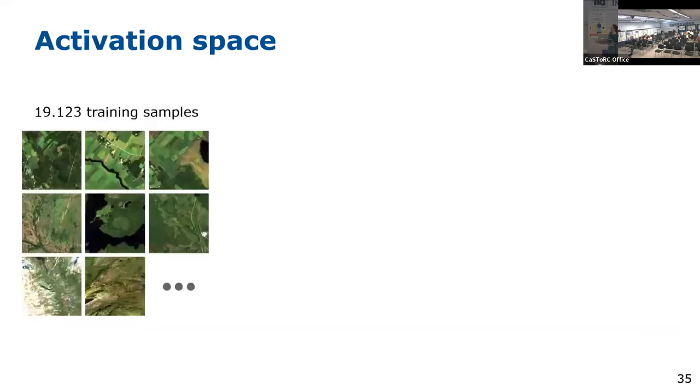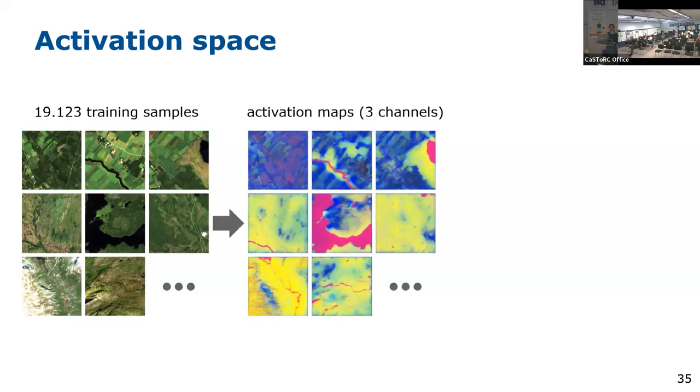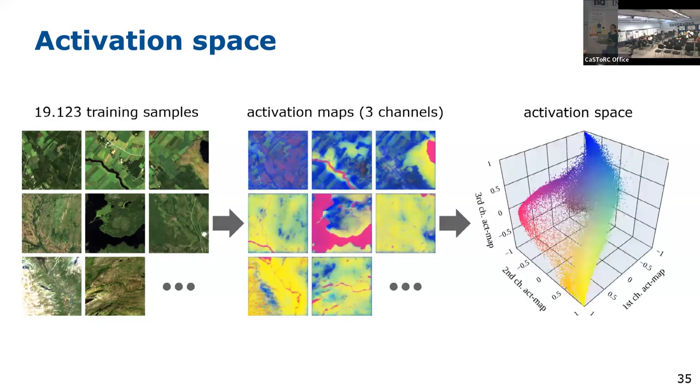Okay, so let me briefly explain what we actually did. I need to hurry up a little bit, but we had a lot of training samples, over 19,000. And then we use these activation maps in the middle of the neural network. For each image, we have 3 of them. What we now do is we use all these 3-dimensional pixels and put them in a so-called activation space. So the dimensions here are the activation maps. You can also have more or less, but 3 turns out to be a good choice. And you can already see, okay, there's some structure in it. It seems to be reasonable what happens there.